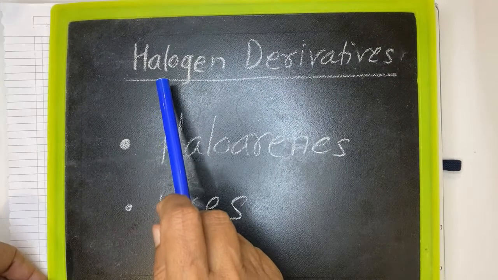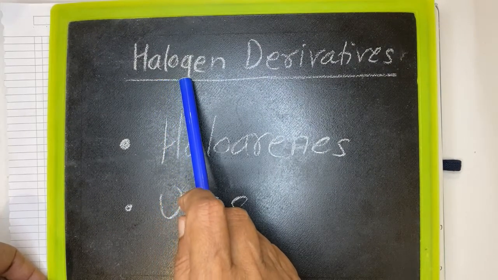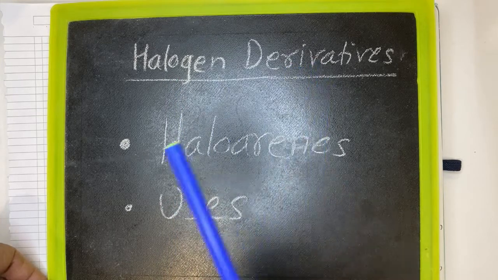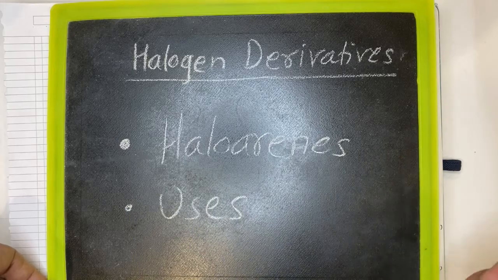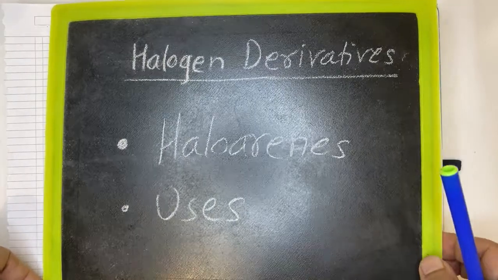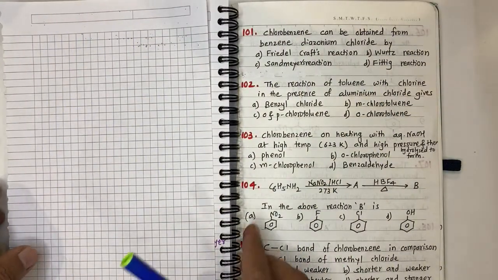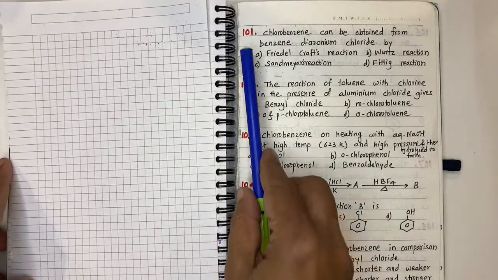In this session, we are going to solve MCQs on the topic halogen derivatives. In that, the points are haloarenes and uses of halogen derivatives. In previous sessions, we solved a total of 100 MCQs.